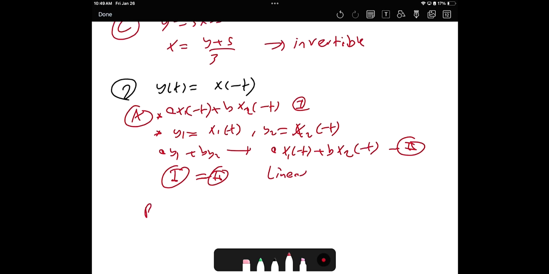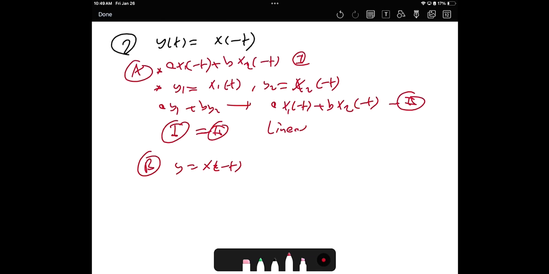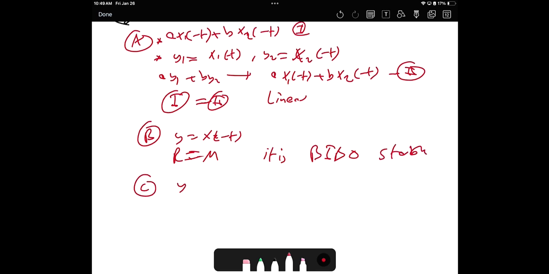The second thing to check is whether y equals x of negative t is stable or not. So basically here r equals m, then of course it is stable. Because when m is bounded, m will not be infinity, of course r will not be infinity. So it's bounded input, bounded output, stable. Now the last thing, to get x of t: y equals x of negative t, therefore x of negative t equals y, so of course it is invertible.